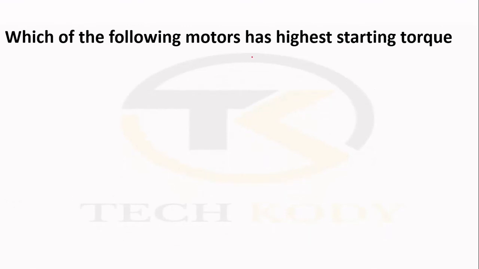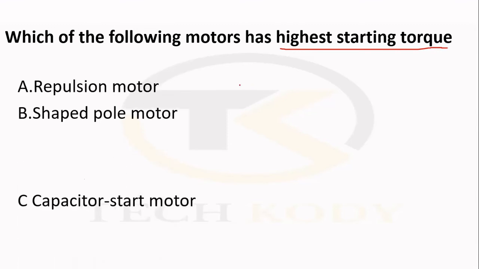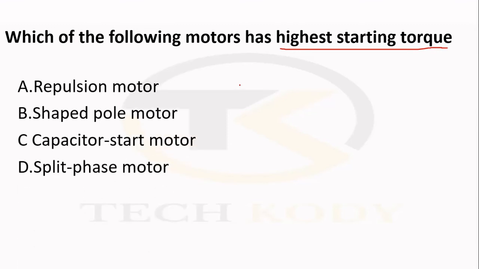Which of the following motors has high starting torque? Here you can see high starting torque in which motor: repulsion motor, shaded pole motor, capacitor start motor, or split phase motor. The high starting torque motor is the capacitor start motor.